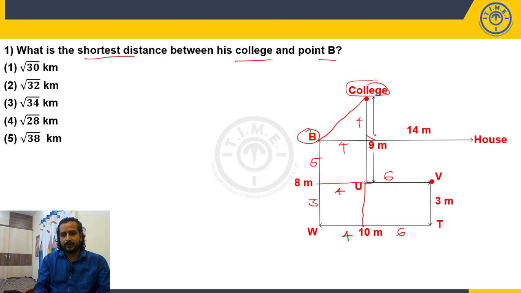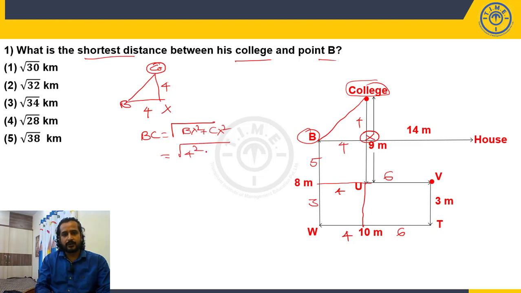So let's say this is a point X. What is the distance we need to identify? Let's draw separately. It is B and it is college. Let's say college is C and this is X. So BX is 4, and college to X is 4. So we need to identify the BC distance. BC is equal to the square root of BX squared plus CX squared. So BX is 4, CX is 4. So 4 squared plus 4 squared is the square root of 32 kilometers. Which option? Choice 2. So the shortest distance between college and point B is root 32 kilometers.